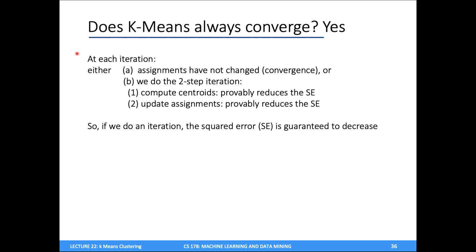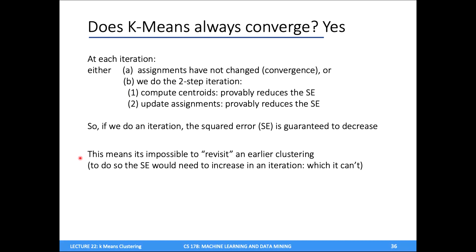Okay, let's walk through the logic of why this is true. At each iteration of kMeans, either I've converged, in which case I do nothing, or we do this two-step procedure where I compute centroids and update assignments. But each of these two steps, you can show, is going to reduce the squared error. So at every step of kMeans, I reduce the squared error by at least some small amount, or it stays the same. What this means in particular is it's impossible to revisit an earlier clustering. If I see a particular clustering at step t, at step t plus 1, t plus 2, I can never go back because it would increase the squared error.